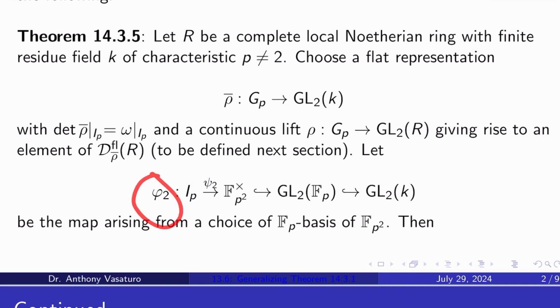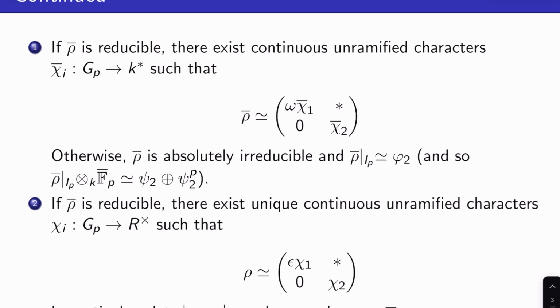Let phi sub 2 from I_p to F_{p^2} cross to GL2 of F_p to GL2 of K be the map arising from a choice of F_p basis of F_{p^2}. Psi 2 here is the second fundamental character. Then, 1, if rho bar is reducible, there exist continuous unramified characters chi sub i bar from G_p to K star, such that rho bar is equivalent to omega chi 1 bar, star, 0, chi 2 bar. Otherwise, rho bar is absolutely irreducible, and rho bar restricted to inertia at p is isomorphic to phi sub 2, that composition above. And so, rho bar restricted to I_p tensored up to F_p bar is isomorphic to psi 2 direct sum psi 2 to the p power.